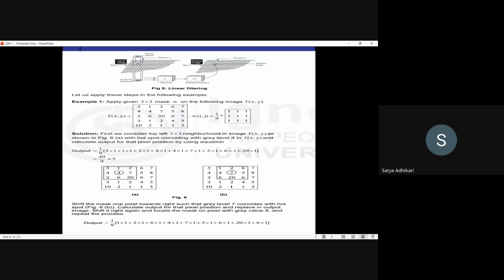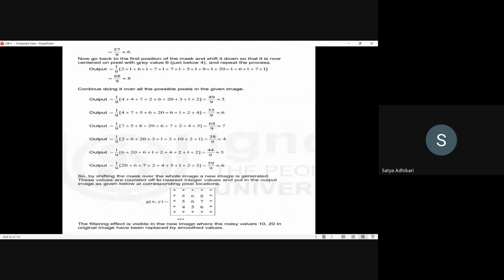We had an example, you see, 4 is replaced by some value here, and 7 is replaced by, we had a discussion about this. We get a new value, you see, 4 is replaced by 5, 7 is replaced by 6. So we have to replace all the pixels of the image by applying this formula.